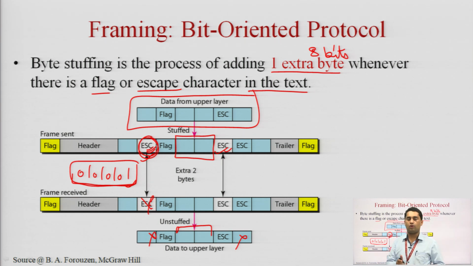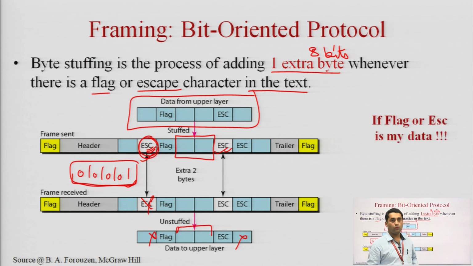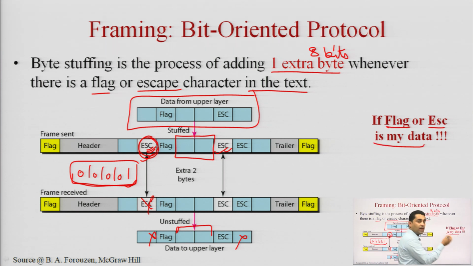If by mistake you have added a full stop, then what will the readers perceive? That this is a full stop and this is the next line. So it will divide the frame and the meaning of the data will change. So what is the solution for this? This is one issue: if the flag or escape is there inside my data, how will I represent it?